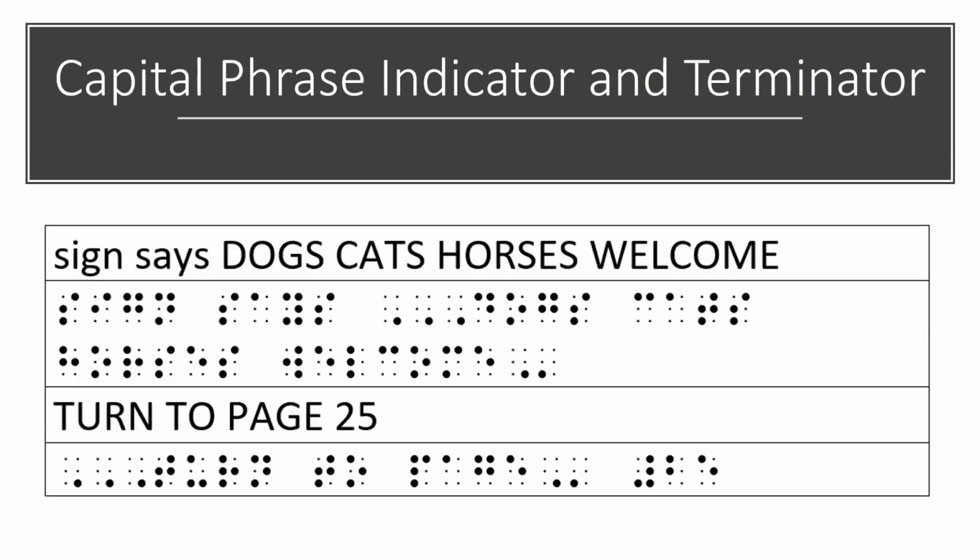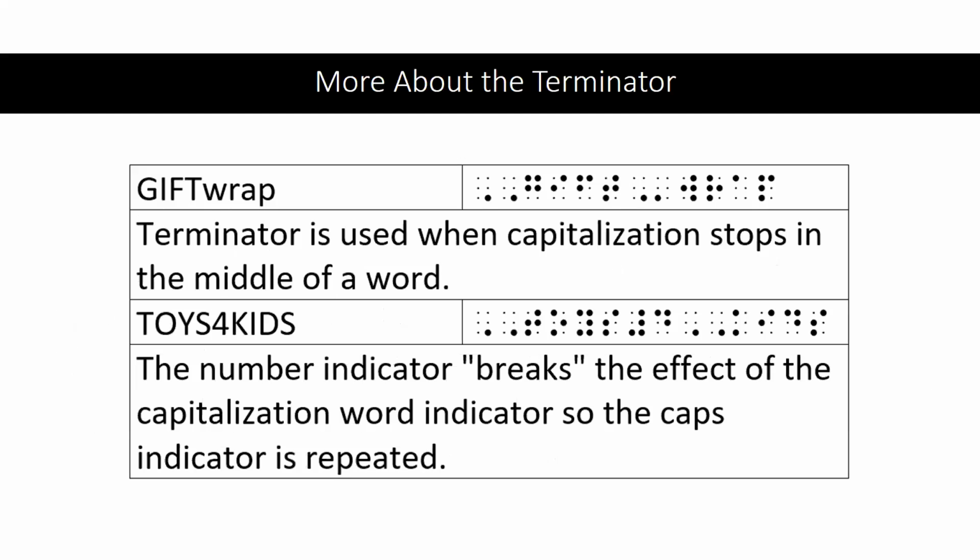So here's an example of a capital phrase indicator and terminator. Notice dogs, cats, horses, welcome, and the terminator follows. And then notice on turn to page 25, numbers are not capitalized, so the terminator is after page. Does that all make sense to everybody? Okay.